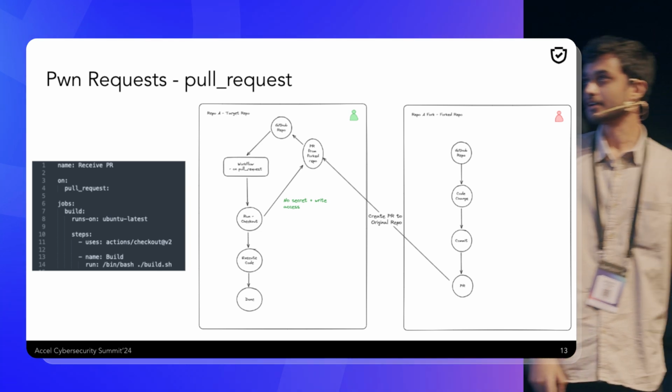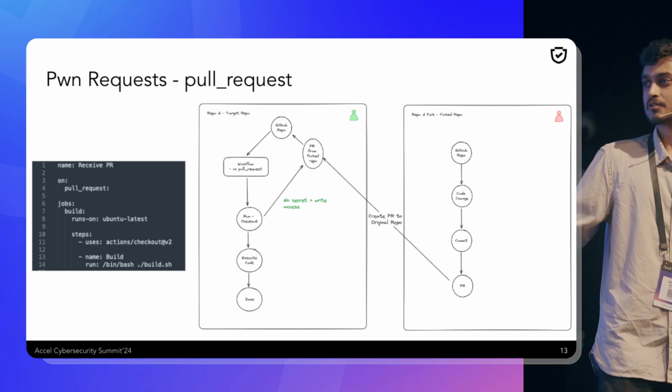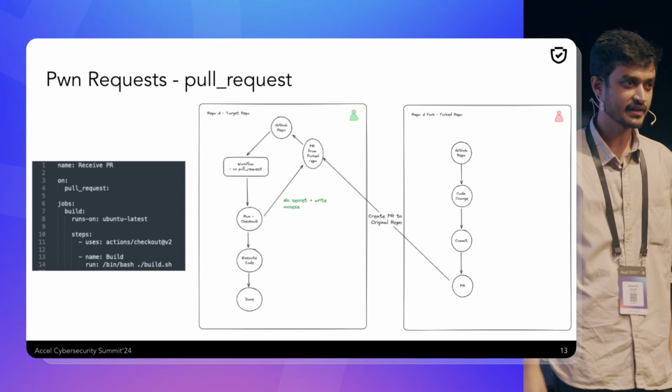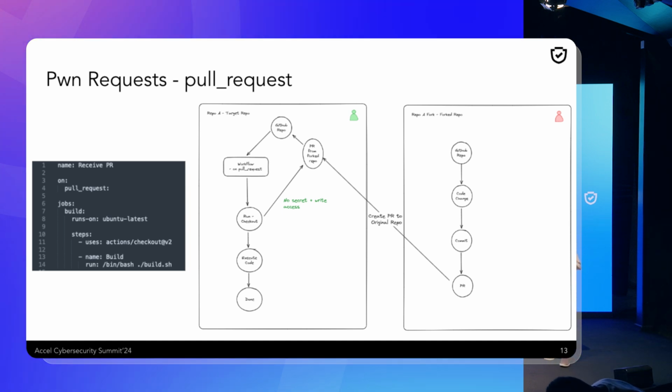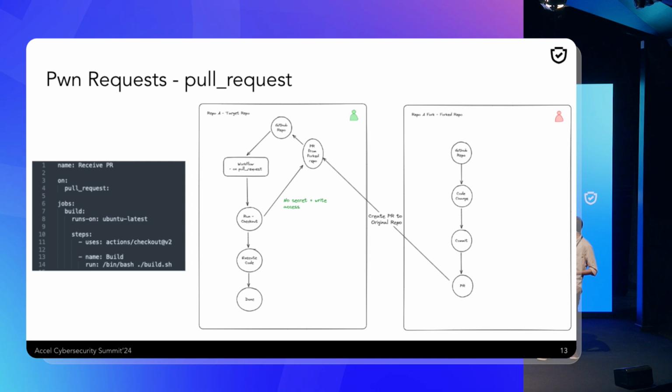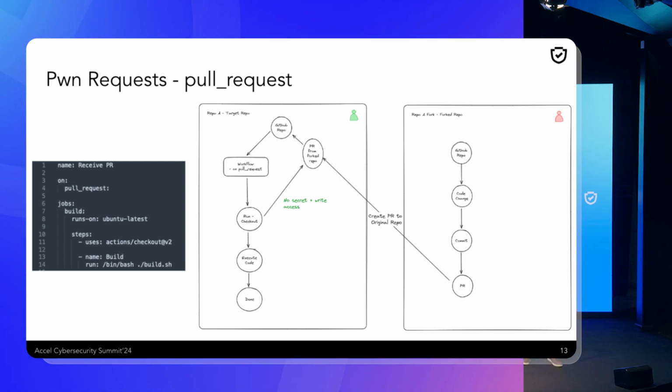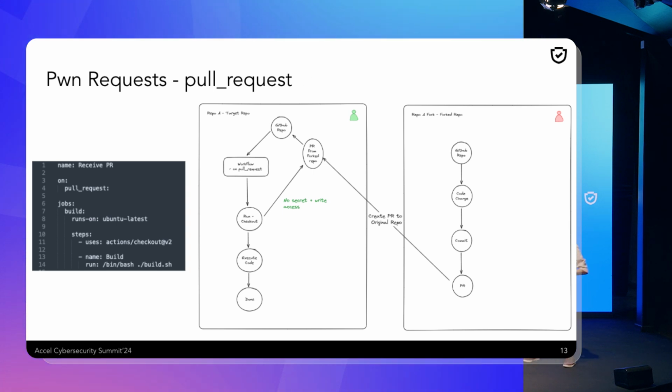Just to understand a bit on pull request, this is how a very common workflow looks. On the left side we can see there is a repo A. Let's assume that's the target repository, and a user is trying to fork this. A fork of repo A is created. Once forked, the user makes some changes, pushes the commit and merges it. And then they create a PR in the original repo.